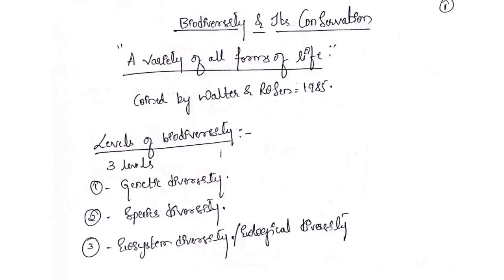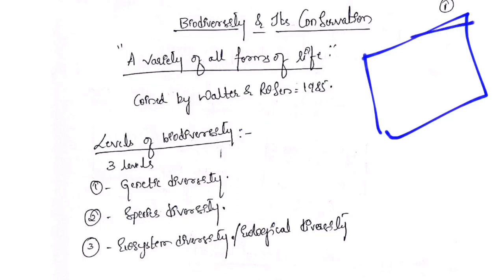Let's begin with our new chapter, that is biodiversity and its conservation. So first we shall go with what biodiversity is. Biodiversity can be defined as variety of all forms of life. Variety of all forms of life present on earth is called as biodiversity.